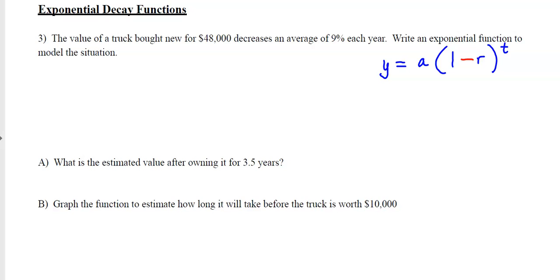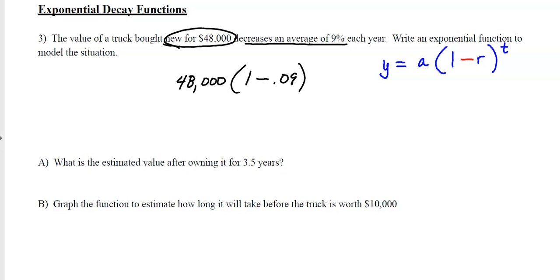It says the value of a truck bought new. So when we bought it brand new, it was 48 grand. It decreases 9%, so we decrease 9% every year. So there would be my function. On an SAT or something, they would probably simplify that and clean that parenthesis up, and they would put it as 0.91, which is another way of saying we're preserving 91% of our value every year. We're losing 9, we're keeping 91. So it's kind of the same thing, just from different angles.